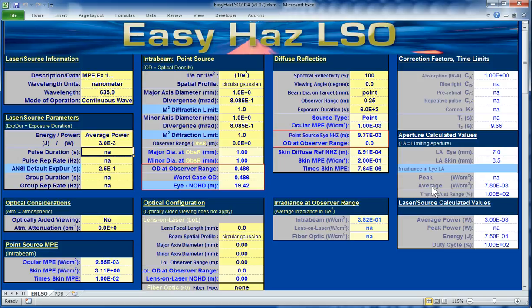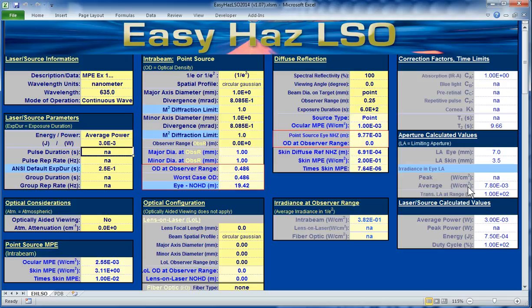Now we look at our laser, and the way we get the average irradiance in the limiting aperture is we divide the power, 3 milliwatts, by the area of the limiting aperture. We'll show you in just a little bit what that calculation really looks like. But we always use limiting apertures in safety, so we're always averaging the laser power over the area of the limiting aperture. That gives us the average irradiance in the limiting aperture of the eye. We use peak irradiance when we talk about single pulse. We'll look at that in a little bit.